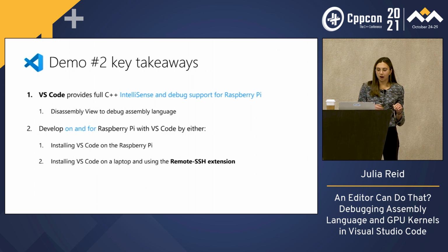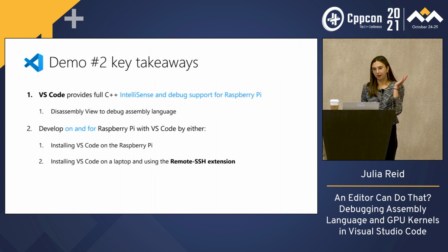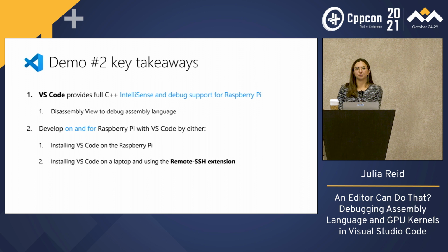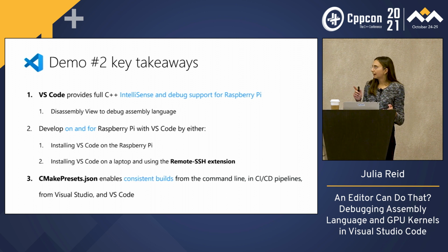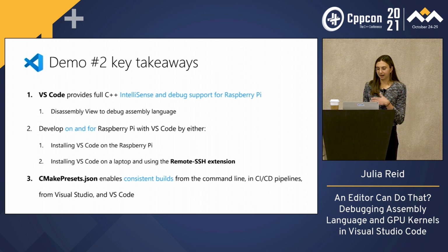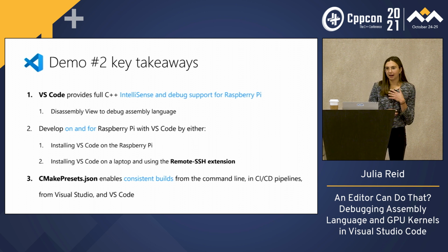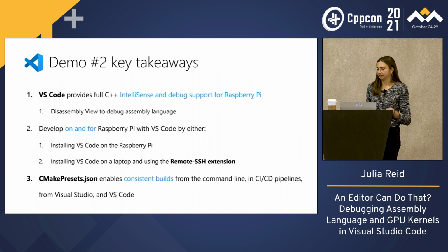You can develop on and for a Raspberry Pi with VS Code by either installing VS Code on the Raspberry Pi and connecting your Pi to a display and running it there, or installing VS Code on your laptop and using the remote SSH extension, which is what I did. Another key takeaway is that CMake presets.json enables consistent builds from the command line, in CI/CD pipelines, from Visual Studio and VS Code. I had that file checked into source control, and that was used in my CI pipeline and used in VS Code.